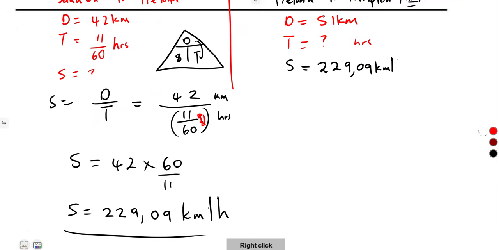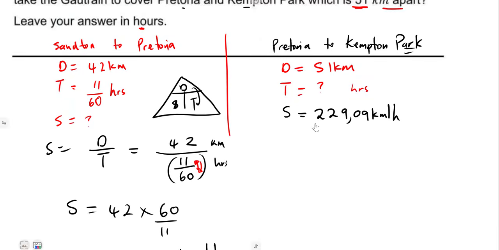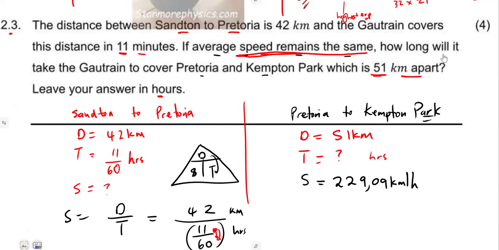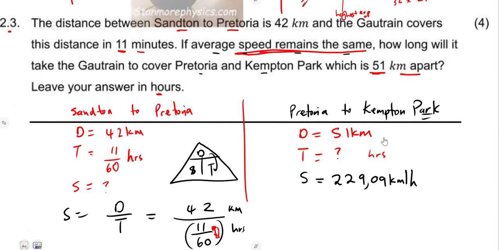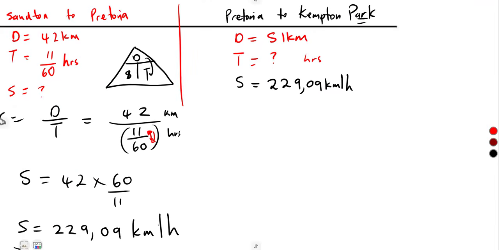So the time can be determined as we now have distance and speed, right? Kilometers per hour. So as we have got the distance and the speed, time can be determined, which is how long will it take the train to cover Pretoria and Kempton Park. So now we can determine our time. So time is distance over speed.